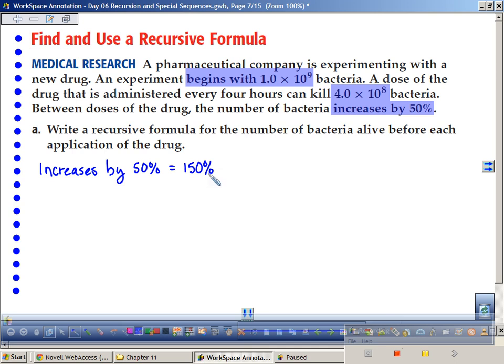Keep that in mind right there. Okay, increases by 50%. Okay, let's back up here. Administered every 4 hours. First of all, we're talking about this whole bacteria thing, right? At a certain amount.